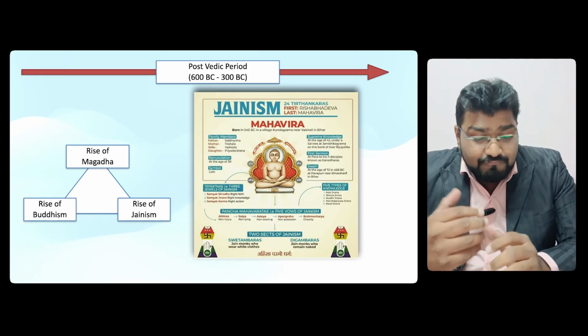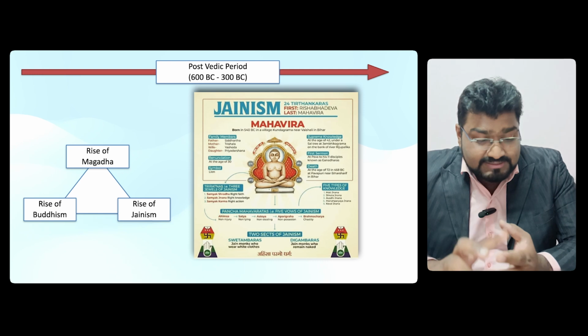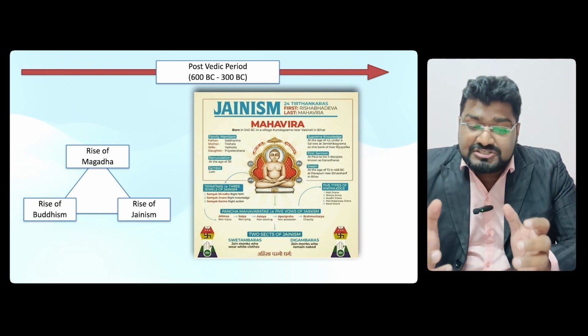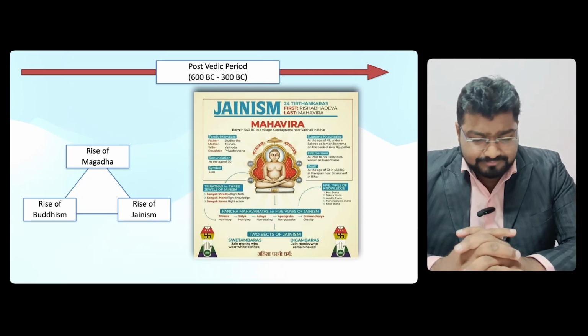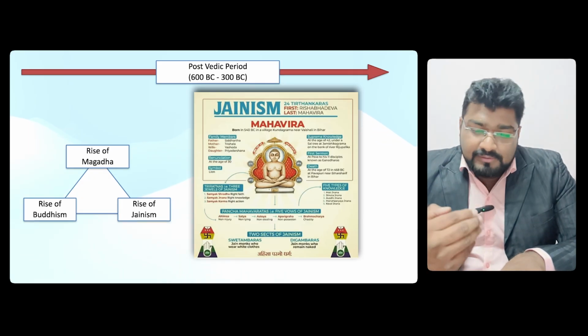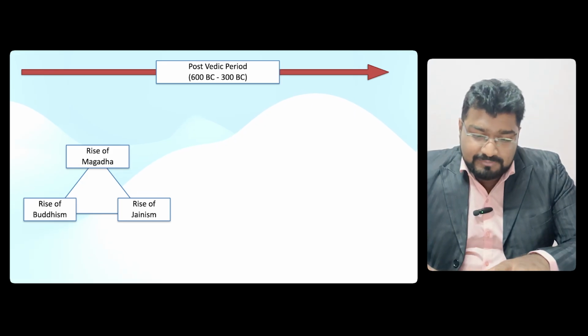Pancha Mahavratas, five vows of Jainism, which are very famous. So, like Ahimsa, Satya, Asteya, Aparigraha, and then Brahmacharya. The last one, Brahmacharya, was given by Mahavir Jain himself. Okay. Then, eventually, you will also get to see one more thing happened in this particular period.